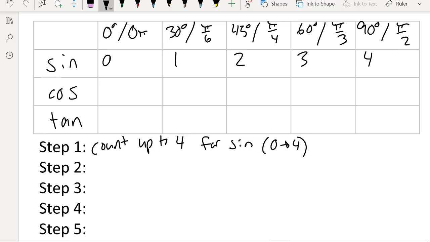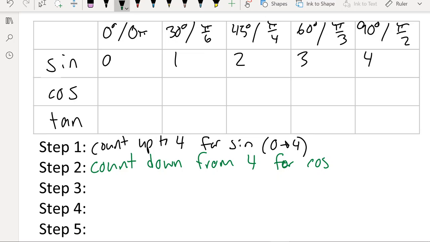I'm putting these on the left-hand side on purpose because I'm going to simplify the fractions a little bit, and I'll write those simplified fractions on the right-hand side. So the next step is to do the opposite. We're going to count down from 4 for cosine. If I was just saying this and not writing it down, you might get a little confused because I just said 4 twice. But I meant 4 as in the number 4, and then 4 F-O-R. So count down from 4 for cosine, meaning 4 to 0.